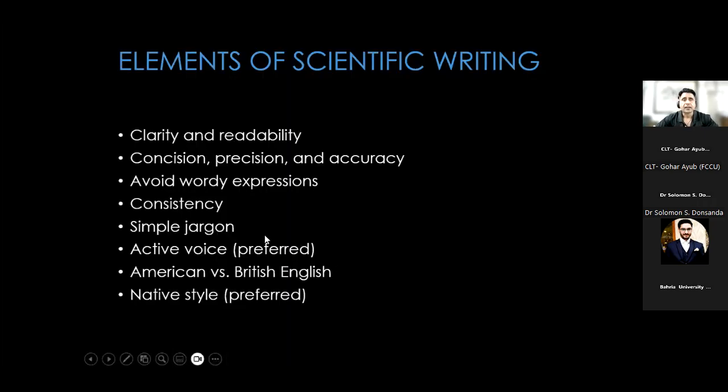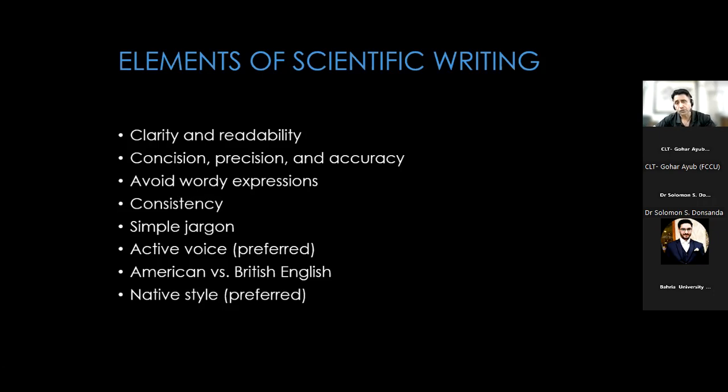Okay, what are the different elements of scientific writing? Your article, your scientific writing must be clear and readable. It must have clarity and readability. Readability means easy to understand. The information must be concise. The sentences, the expressions, the information that you are giving must be concise, precise, and accurate. You have to avoid wordy expressions.